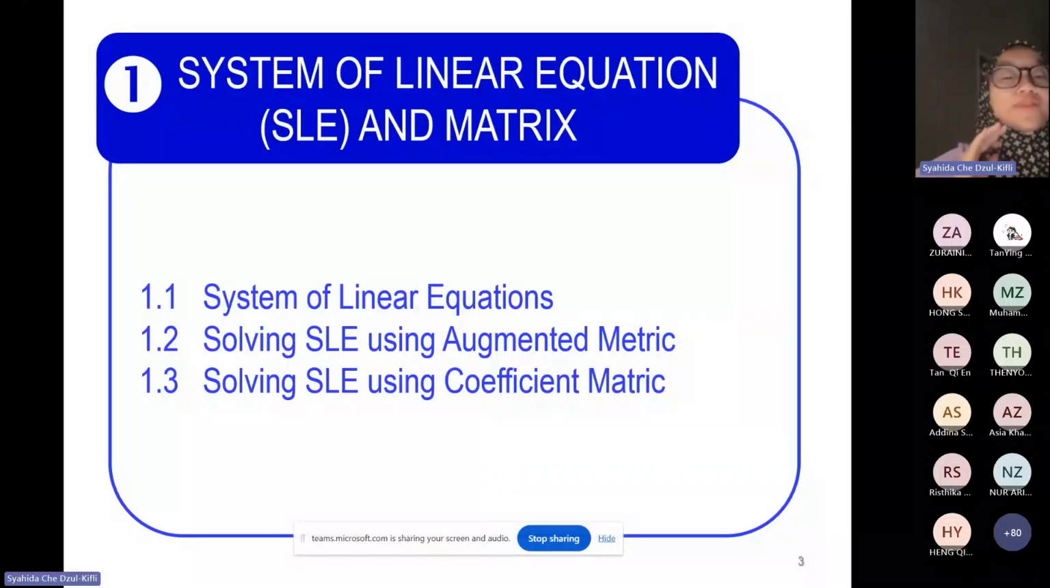Systems of linear equations, SLE, and matrix. Okay, why do we have matrix in this topic? Because we are going to solve systems of linear equations by using two types of matrices, as you can see in 1.2 and 1.3, that's solving systems of linear equations using two types of matrices.